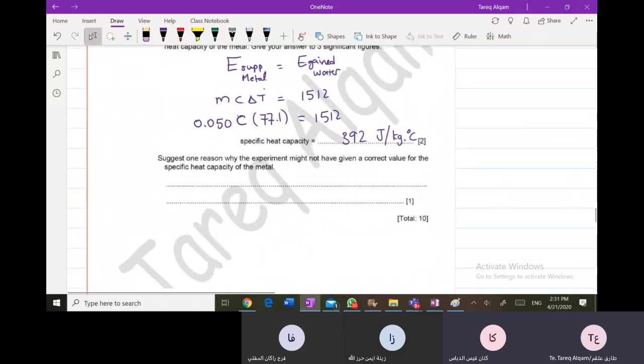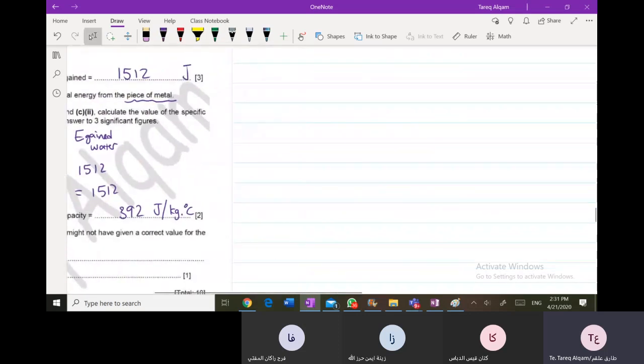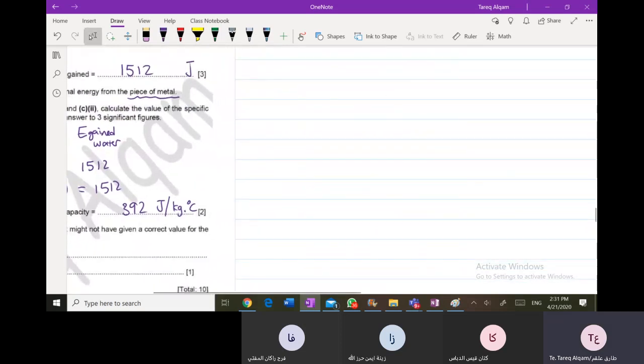Let's go back to the question. Suggest one reason why the experimental value may not have given a correct value for the specific heat capacity. Here, guys, before answering this question, I want to discuss this point with you. When measuring specific heat capacity, ideally the energy supplied by the heater is equivalent to the energy gained by the matter.